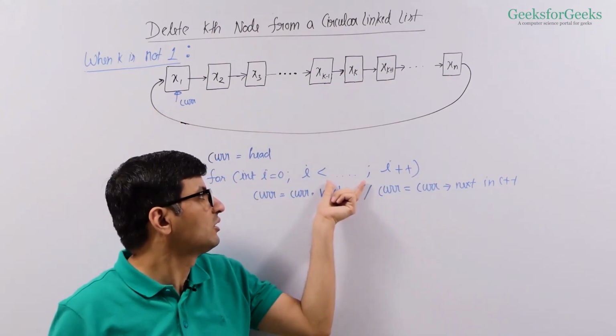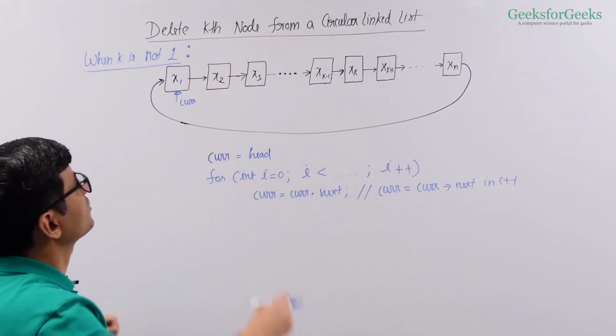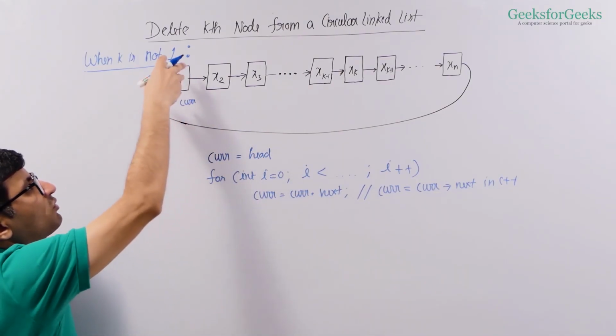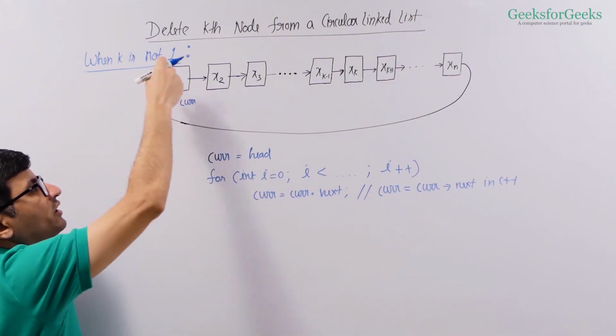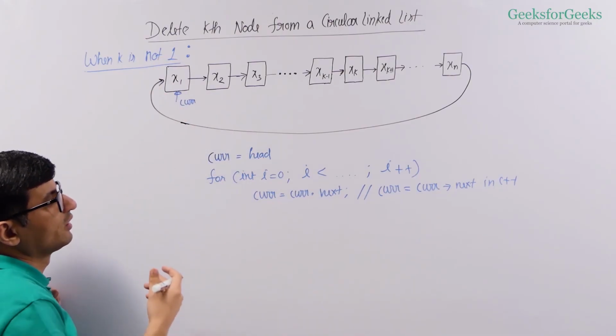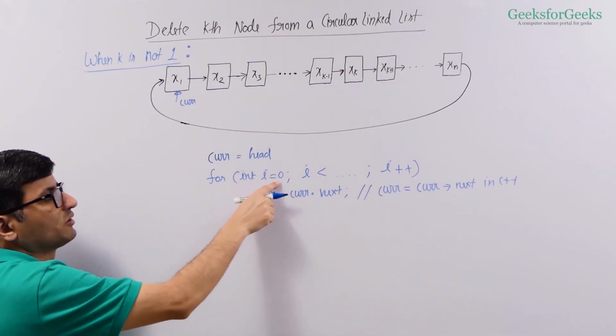To understand the value of this expression, let's take some examples. When k is 2, you don't want to move current at all. You want current to be here, so your loop should not run at all. It should not run even for i equal to 0.